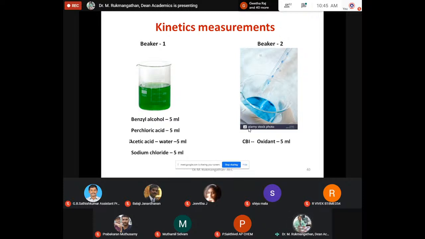Now about 5 ml of CBI solution from beaker 2 is pipetted out and drained into beaker 1, which is containing the reaction mixture. After the addition of about 2.5 ml of oxidant, that is, half the amount of oxidant, the stop clock has been started. Now the reaction gets started. Now the reaction is going on. The reaction mixture is continuously stirred with the help of a magnetic stirrer, which has been provided already with the potentiometer. Now the reaction is going on.